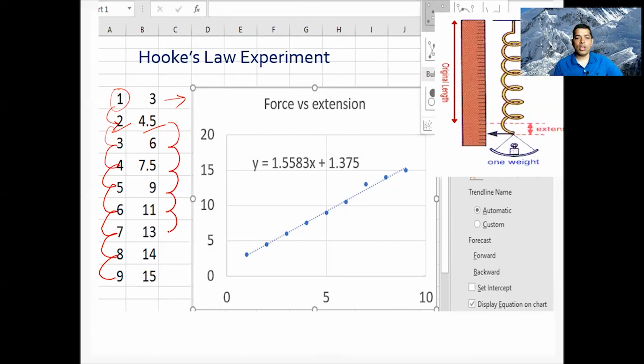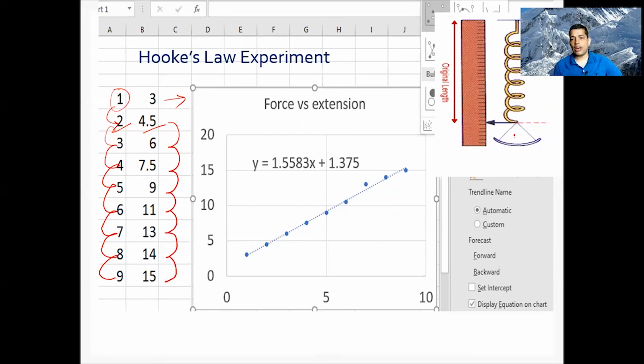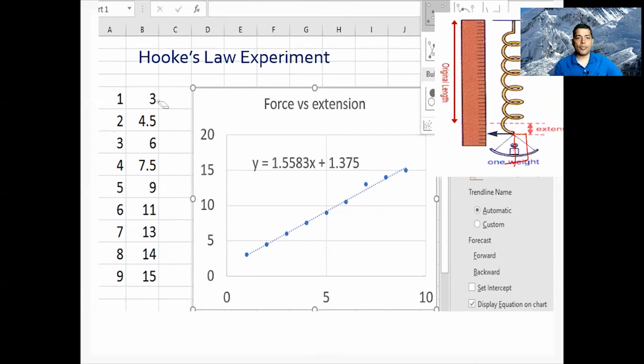For every weight you add on the pan here, the elongation goes on increasing like this. Suppose you have this kind of data. This is an example. And if you plot, this is weight, right?